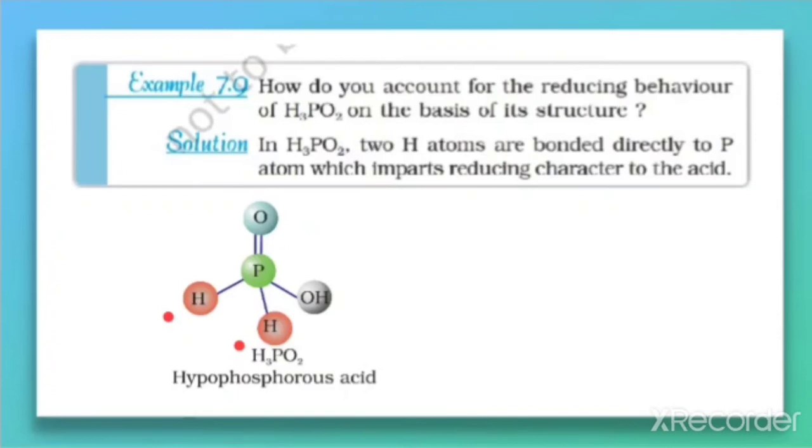So what we can say is that in this, there are two H atoms which are bonded directly to phosphorus, that is these two H which are bonded directly to phosphorus. So this imparts the reducing character to the acid. So it has strong reducing properties because there are two hydrogens directly bonded to phosphorus.